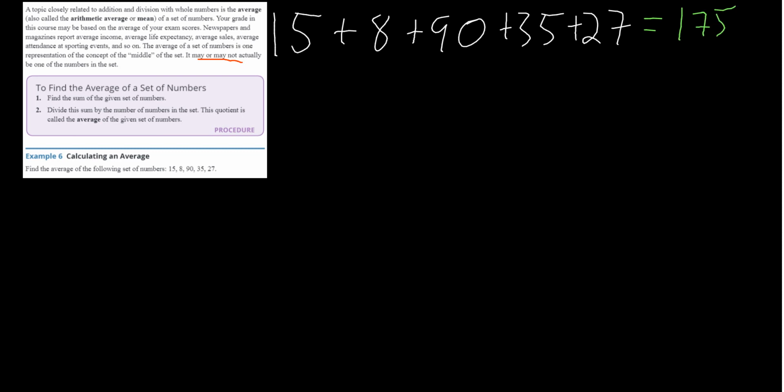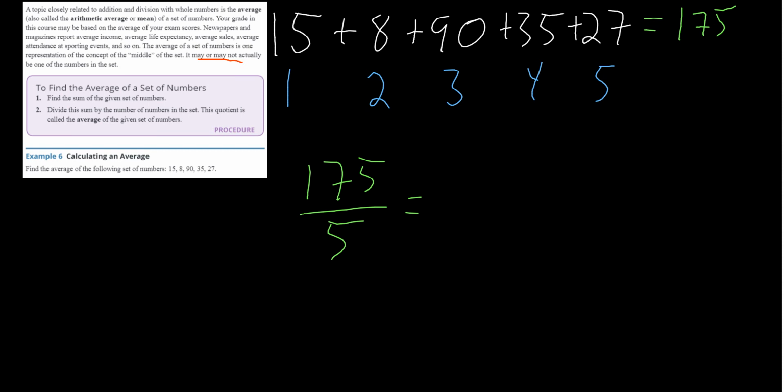So it's 175. Okay. So what we're going to do is take that 175 and divide it by, this is one number, two numbers, three numbers, four numbers, five numbers. We're going to take 175 and divide it by 5. Okay, and 175 divided by 5, well, that's going to be equal to 35. So 35 is the average of those 5 numbers.